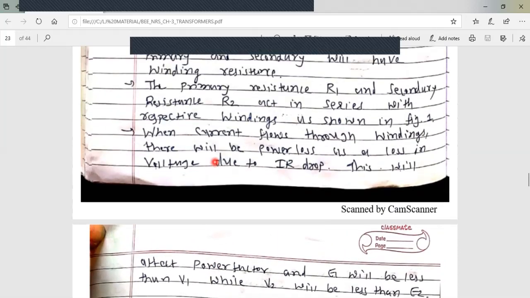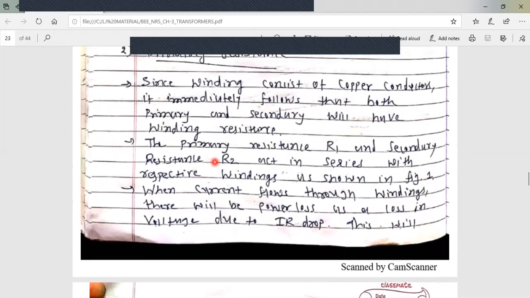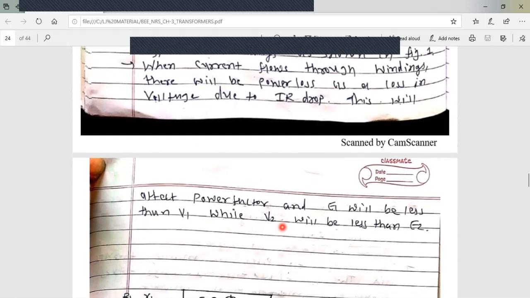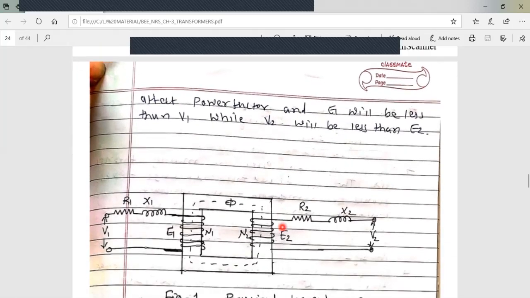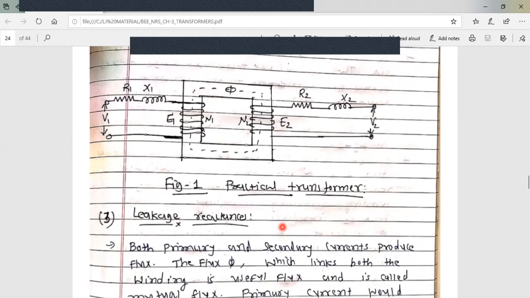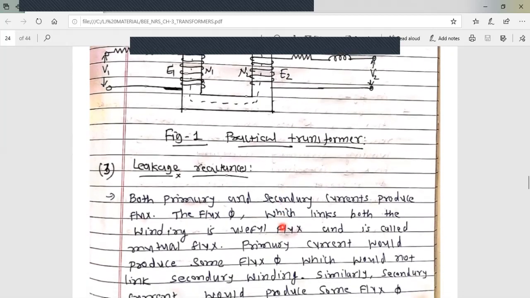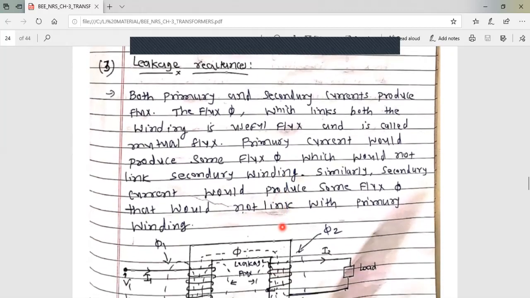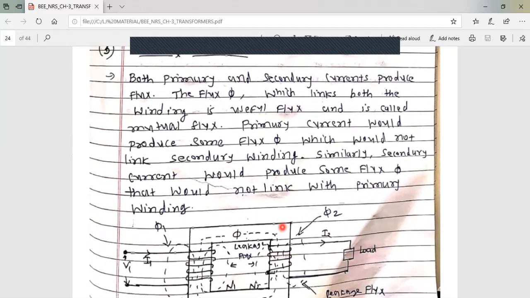So here we can say that when current flows through the winding, there will be a power loss. As we discussed in the previous topic, that power loss is I square R, and this power loss is directly proportional to the square of current and it is variable. Okay, and the last one is leakage reactance, or leakage flux.